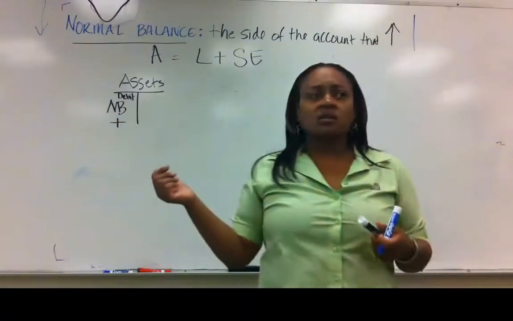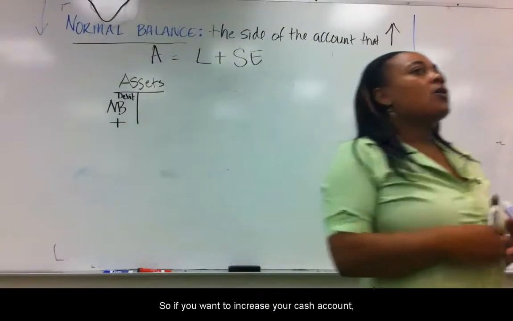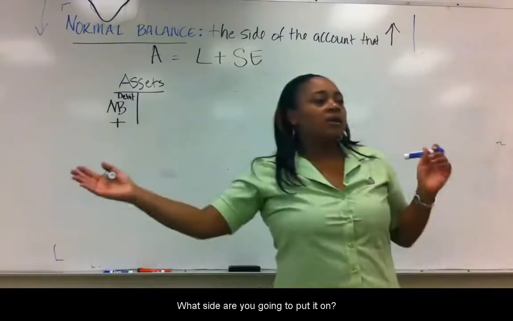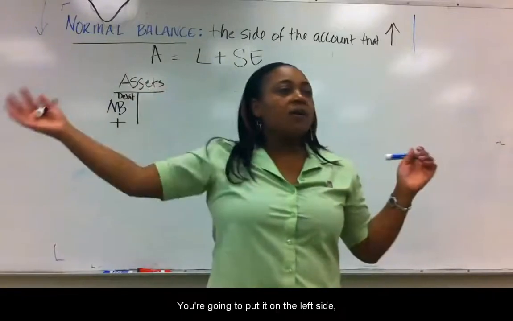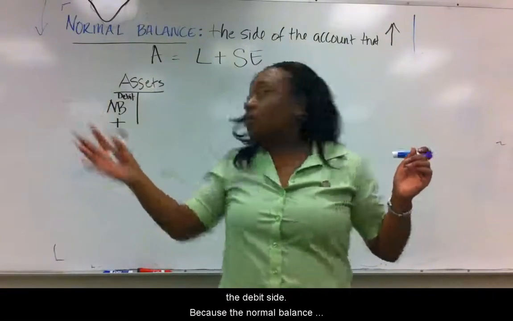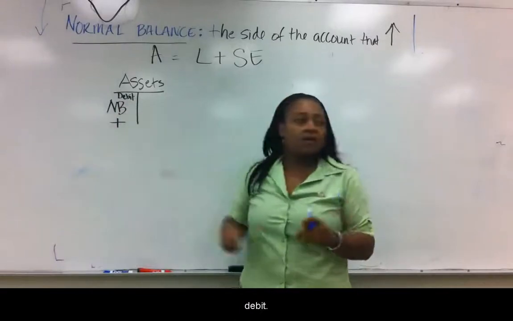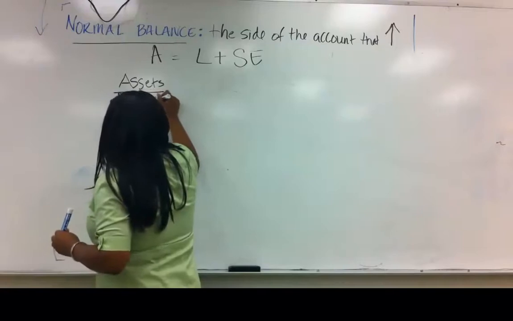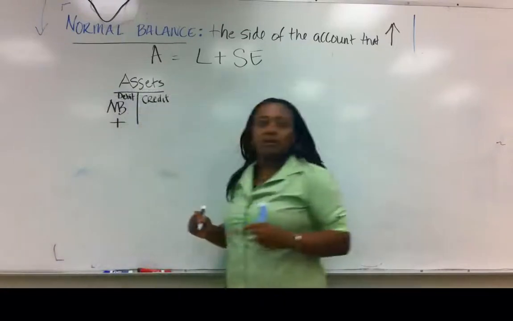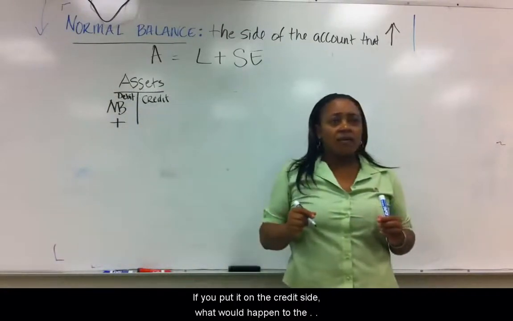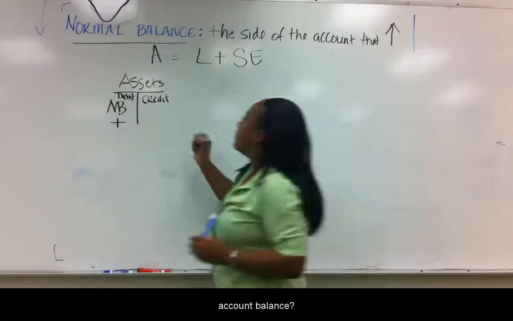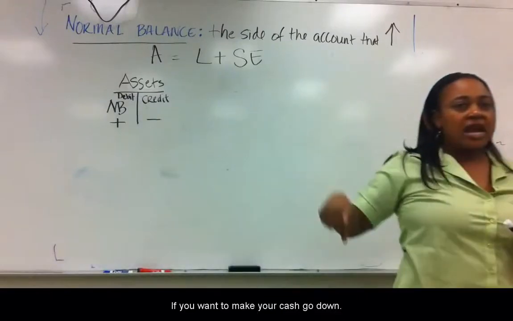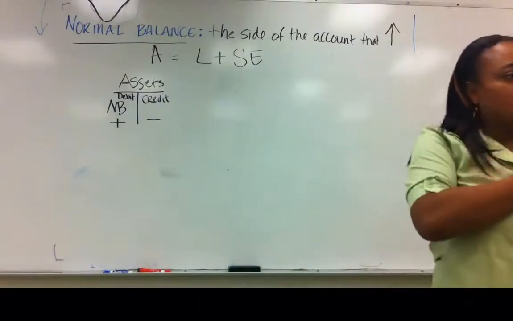What about cash? Debit. So if you want to increase your cash account, what side are you going to put it on? Left or right? You're going to put it on the left side, the debit side, because the normal balance is debit. So if you put it on the credit side, what would happen to the account balance? It would decrease. So if you want to make your cash go down, you would put it on the credit side, which is the right side.